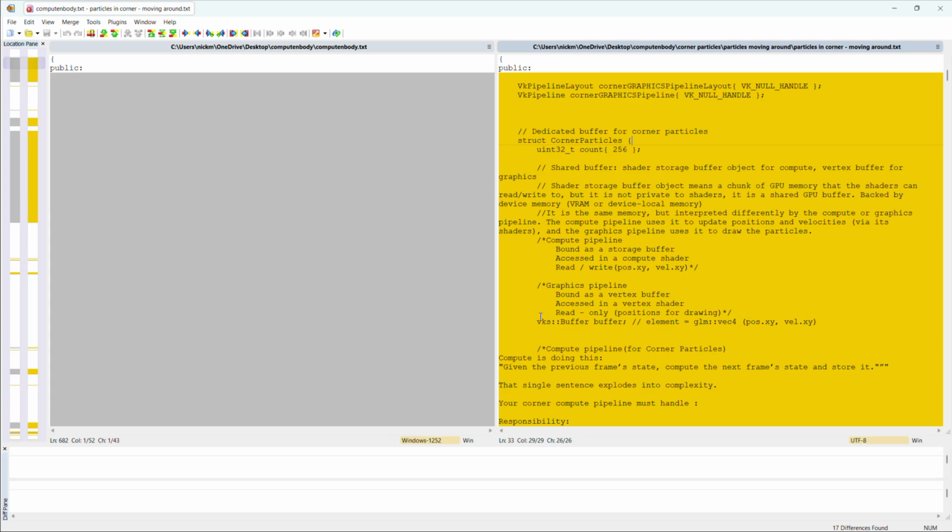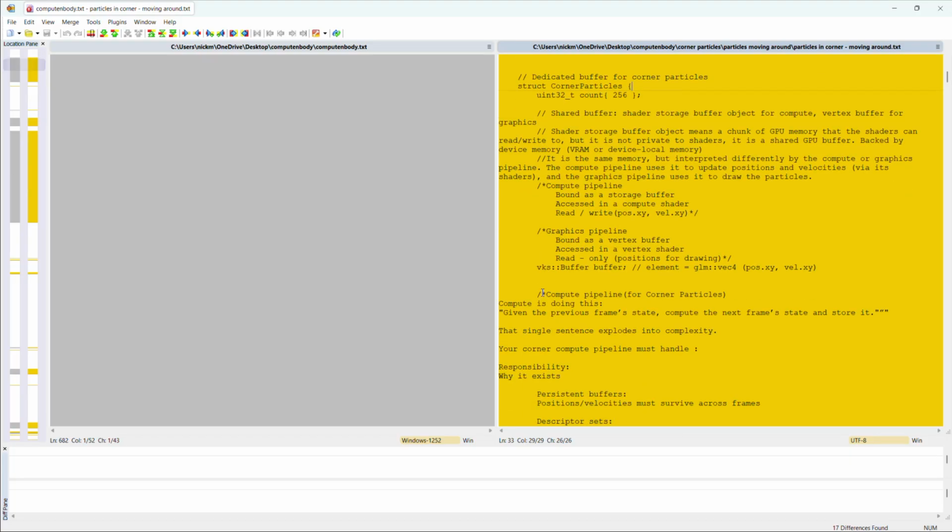And then we actually create, this is not commented out, we actually create the buffer variable, right? So this is not commented out. I know it's hard to see here, guys, but this is actually not commented out. So now we get to compute pipeline for corner particles.